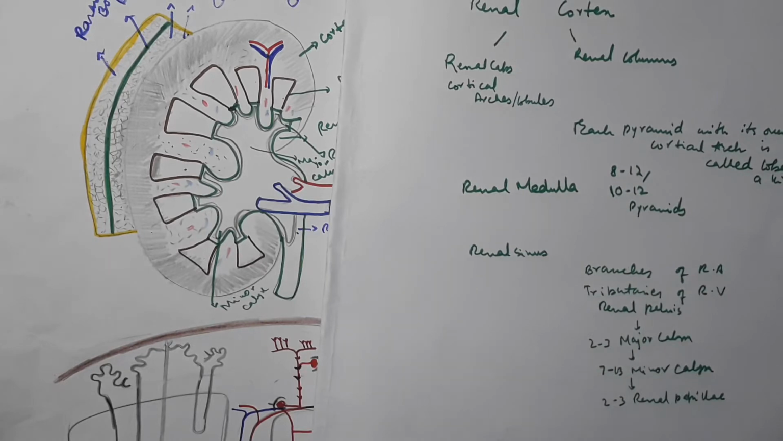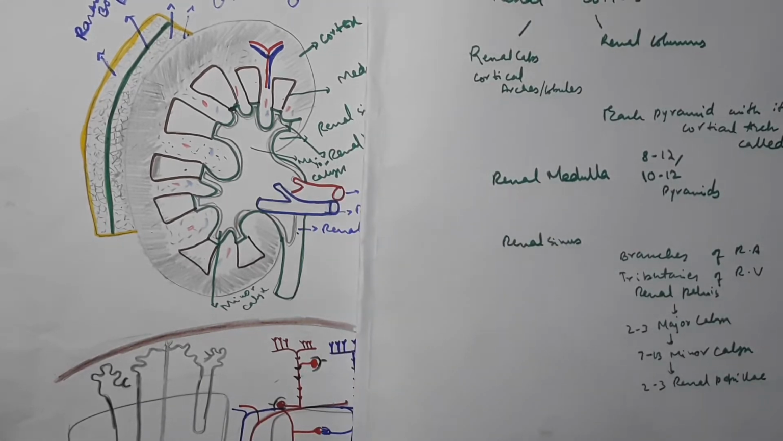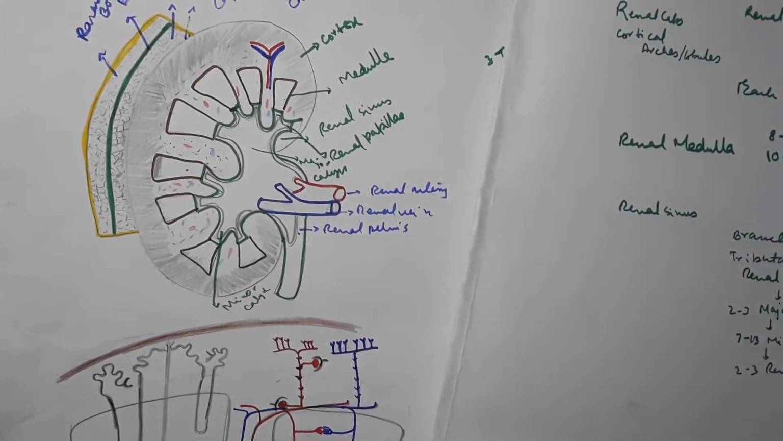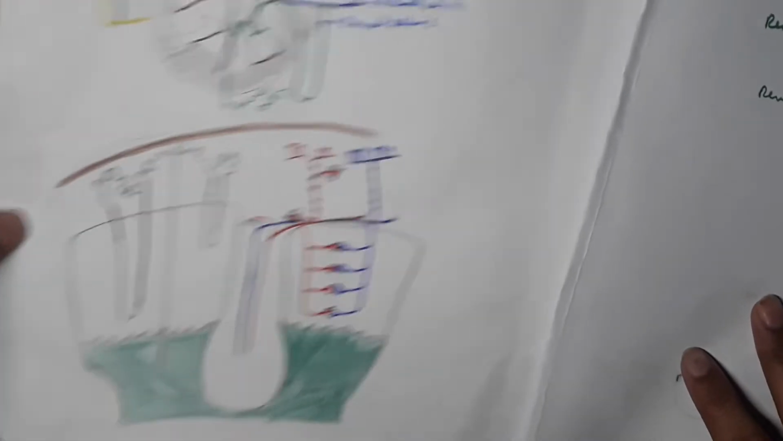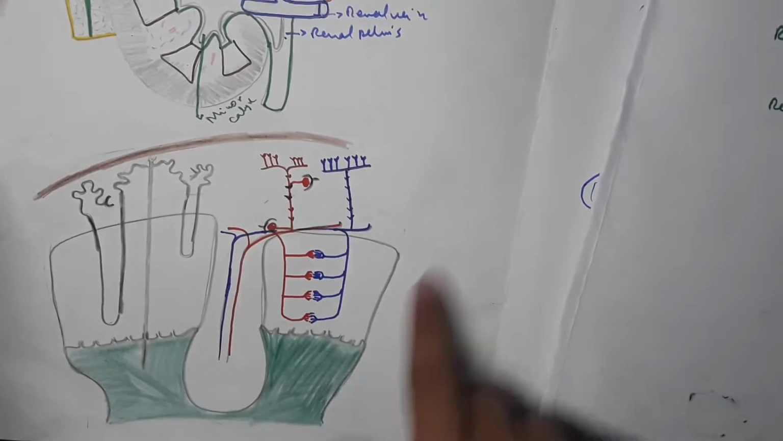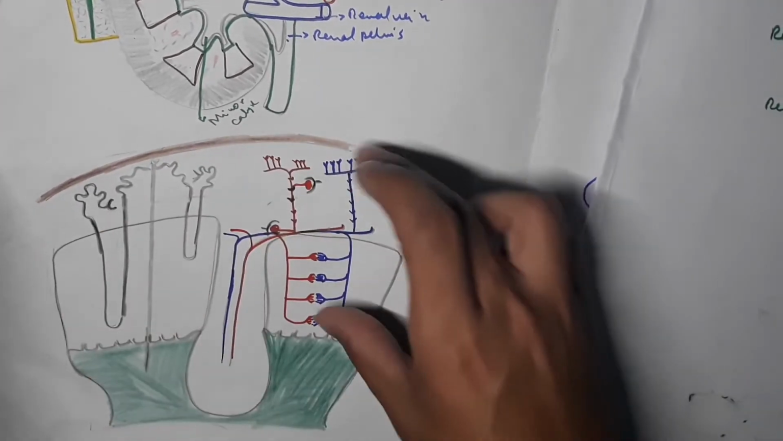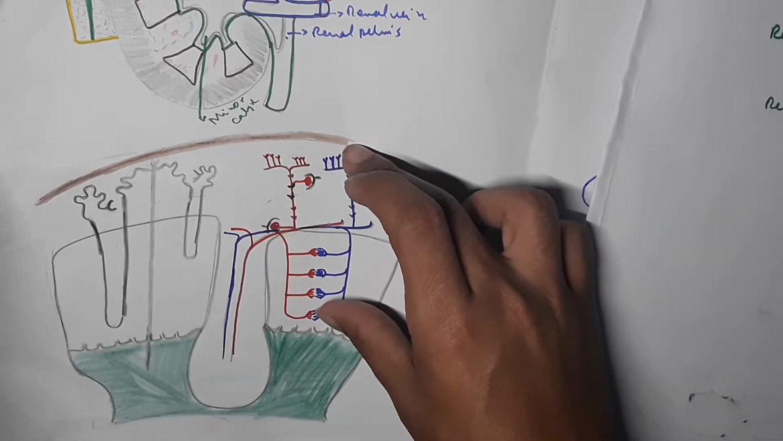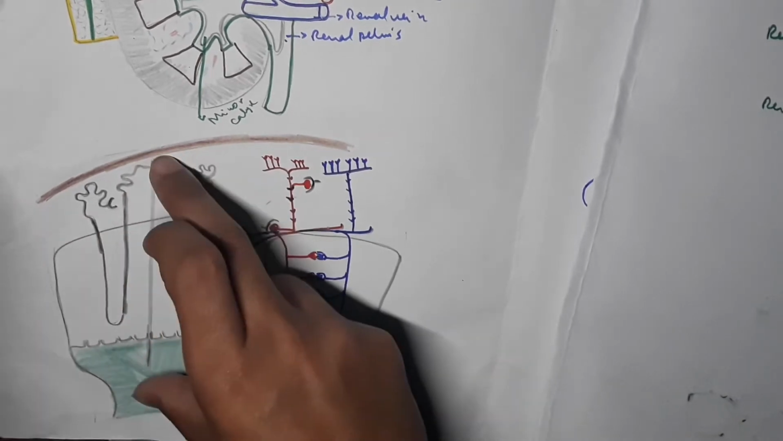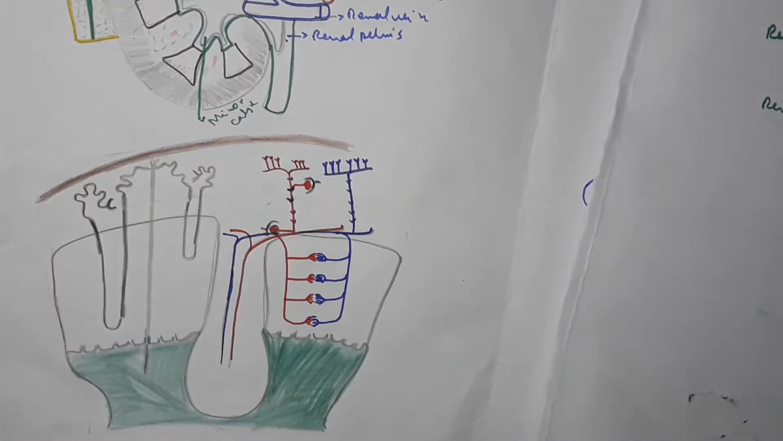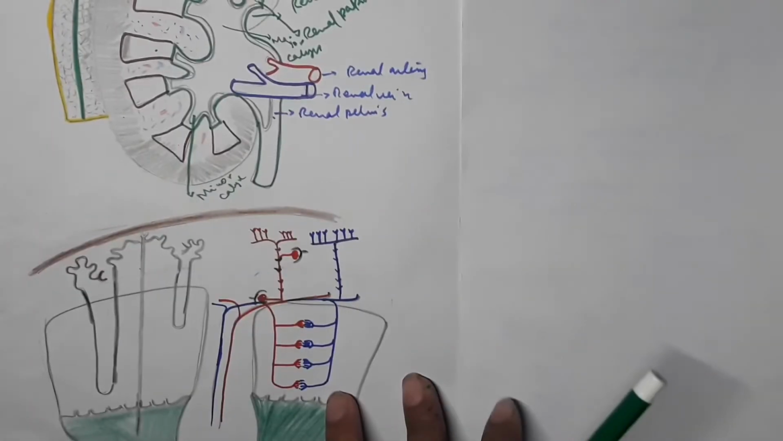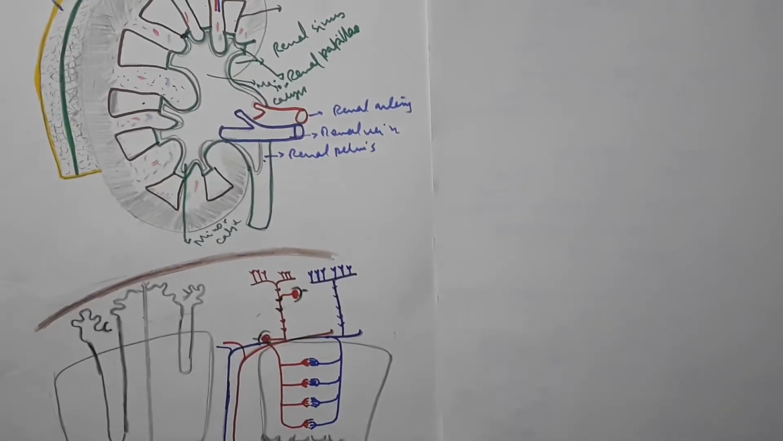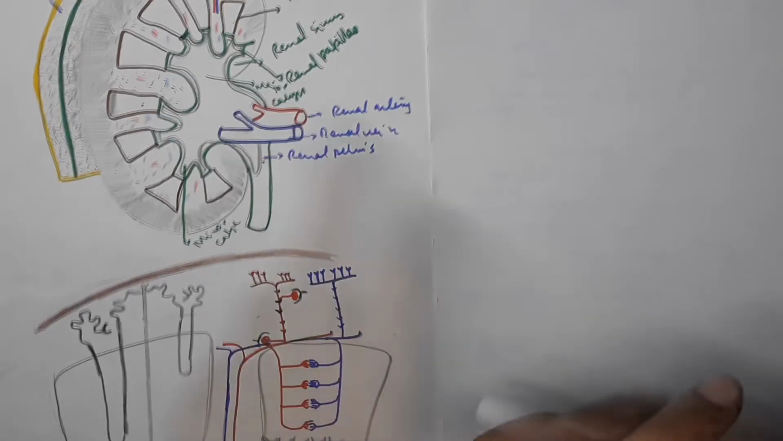Functionally, the kidney has two parts. Look at this figure. This shows the arterial supply and venous supply of the kidney and the nephrons of the kidney. So physiologically, or microscopically, we can say the kidney is divided into two parts.